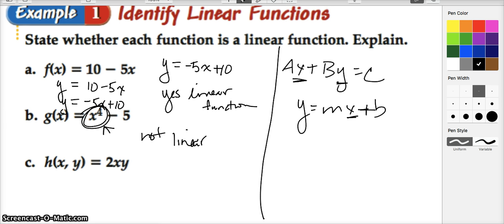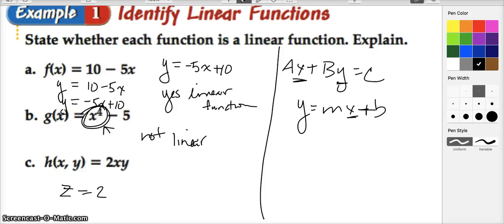Not linear here. This is, first of all, this notation might look weird to you. H of x, y, what? This is a function in 2 variables. So technically this is a function in 3 variables. This is like z is equal to 2xy, right? Because remember, h of x, y or g of x or f of x is just the replacement of a variable. So if I'm replacing a variable, it can't be x and y, so it's got to be something else.